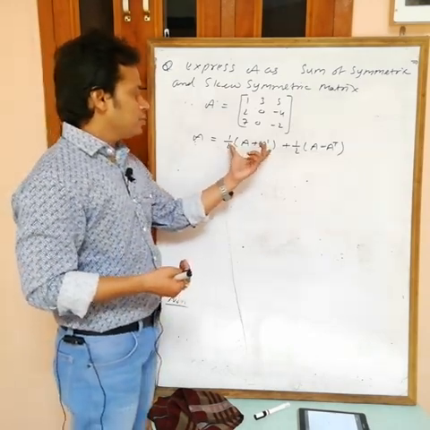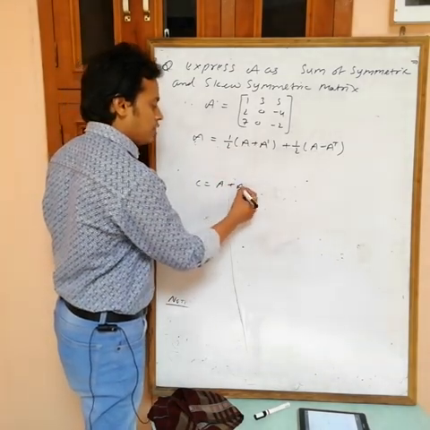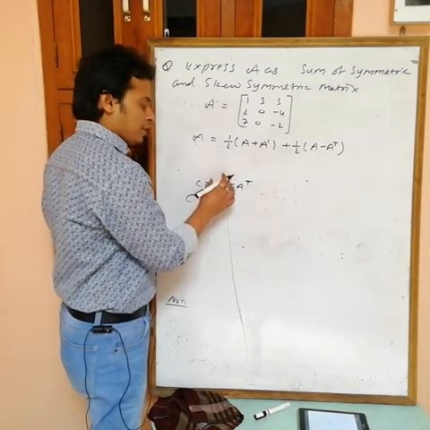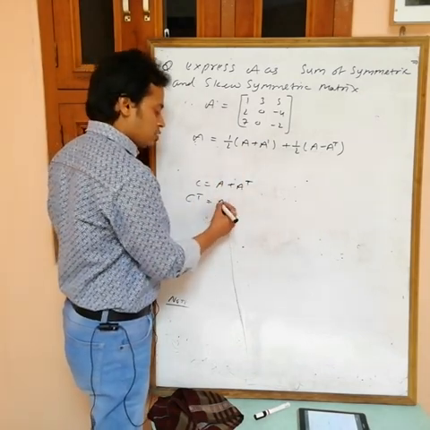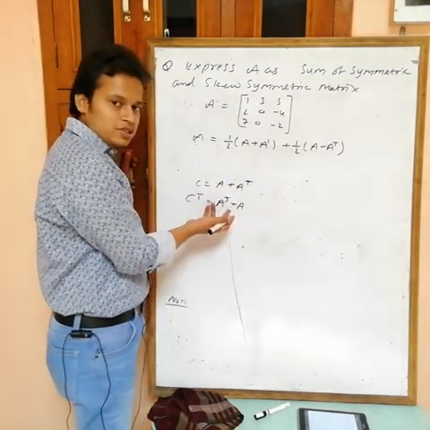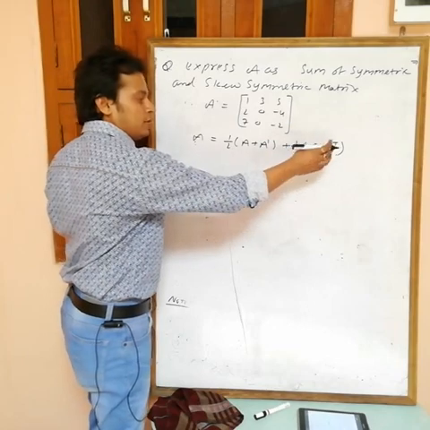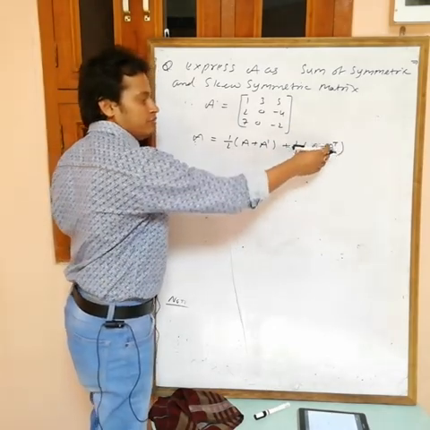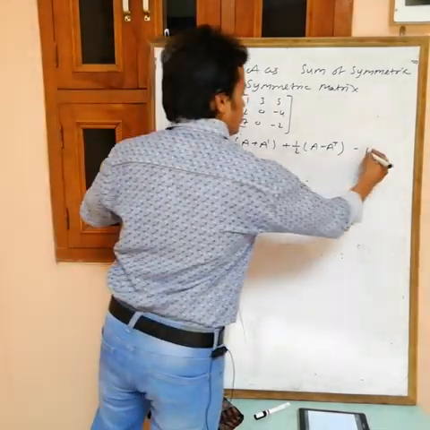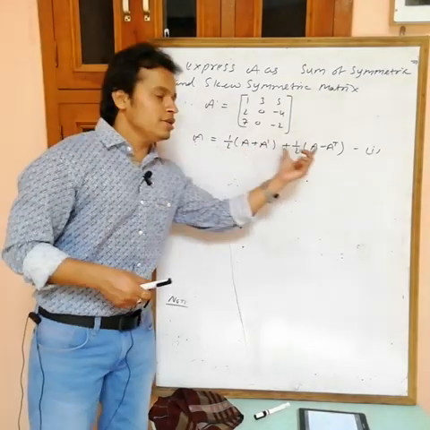Suppose if you want to check whether this is symmetric or not, assume this one as C. C equals A plus A transpose. Now take transpose. C transpose equals (A plus A transpose) whole transpose, which is A transpose plus A. Again this equals C, both are the same. C transpose equals C, it means symmetric. Similarly, if you take the transpose of this one, you will get minus of this one. Then skew symmetric.